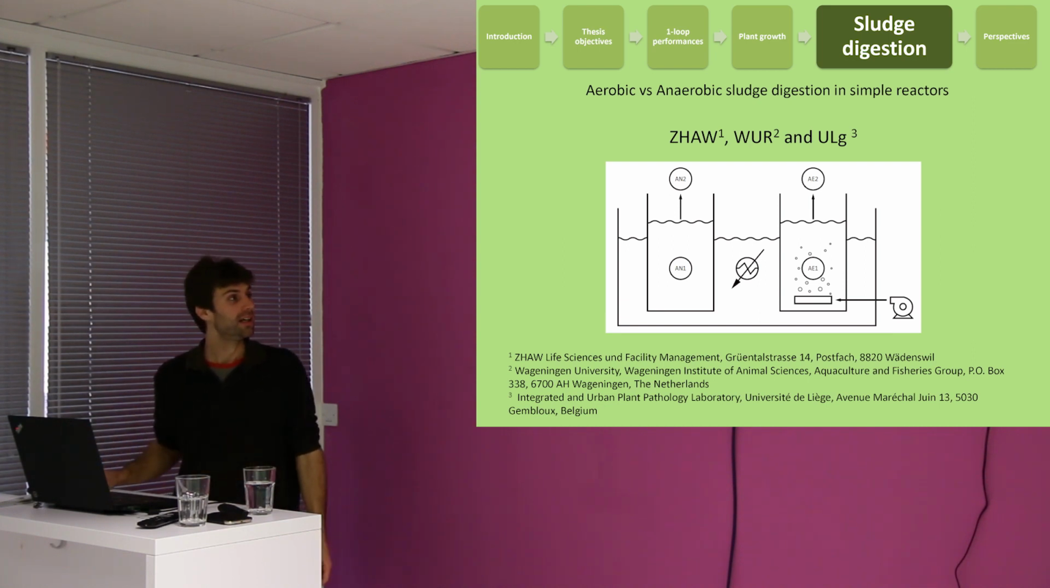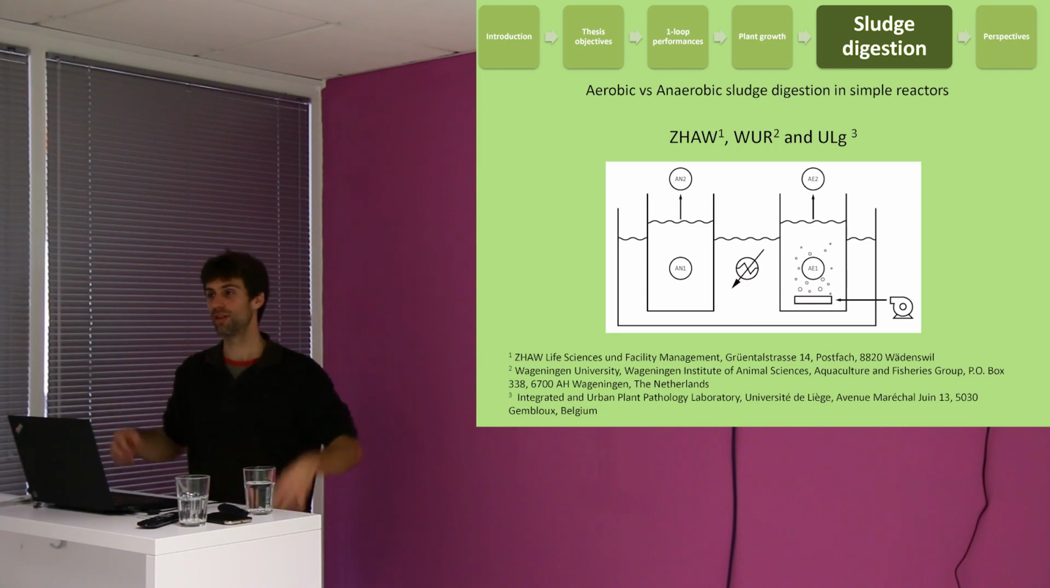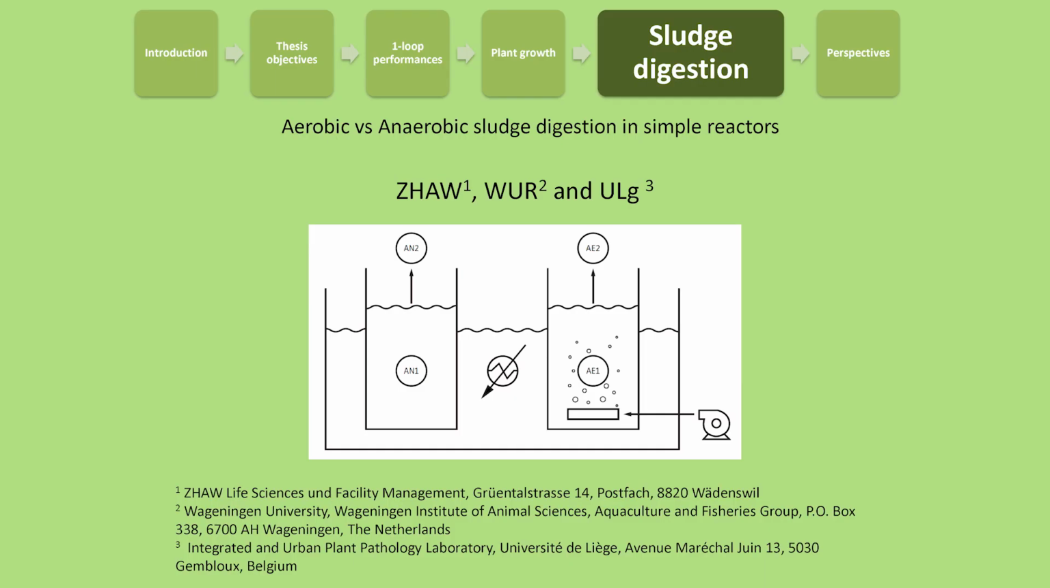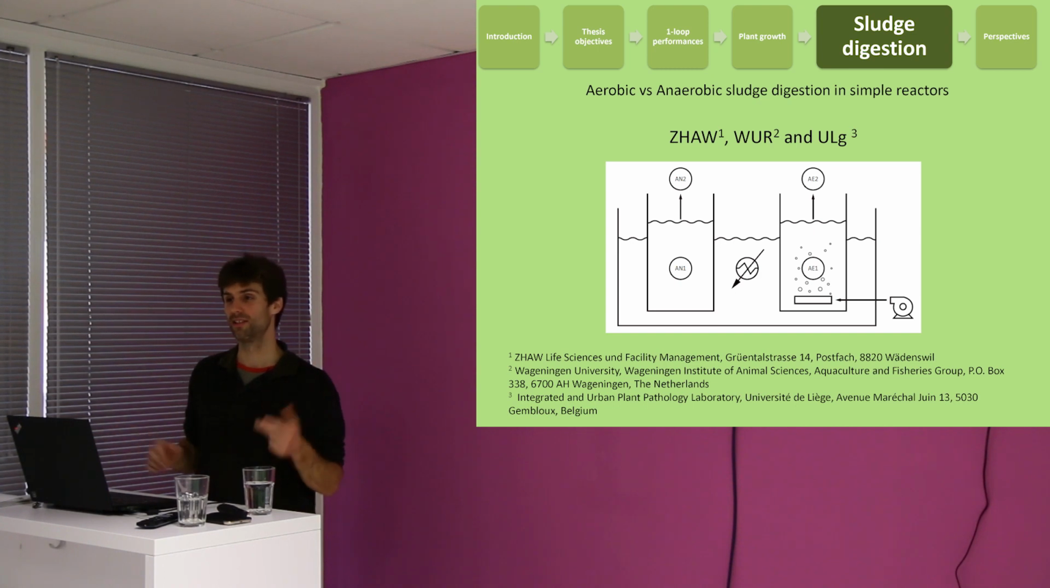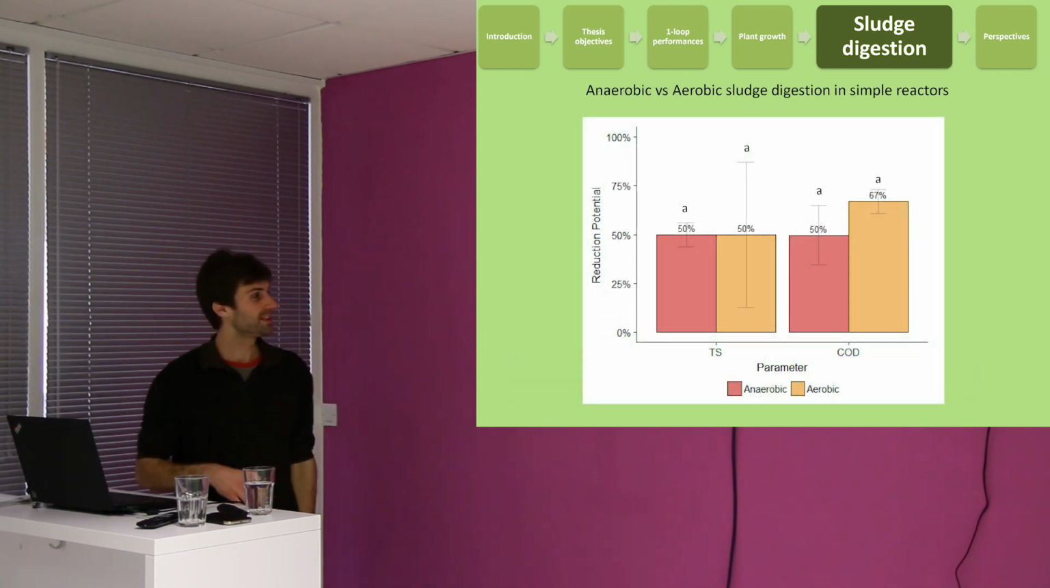Of course, we want them at the same temperature, so this is why we put them in the same water bath. We did this in 3 universities. We did a first experiment in Zurich, then we had another experiment in collaboration with Wageningen and Simon. So we pooled the results from 3 sites. It's 3 different recirculating aquaculture systems, 3 different sludges, but we put them together to have a nice view of what's happening.